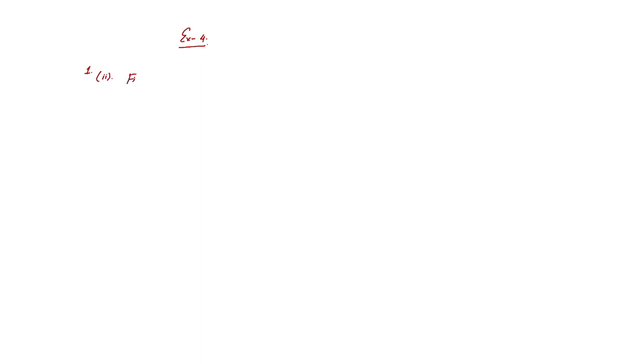Find the remainder when 2x to the power 5 plus x to the power 4 plus 2x cube plus x square plus 4x plus 3 is divided by 2x plus 1. Now how to solve this kind of problem?